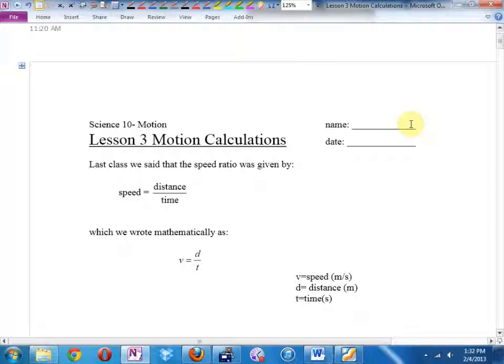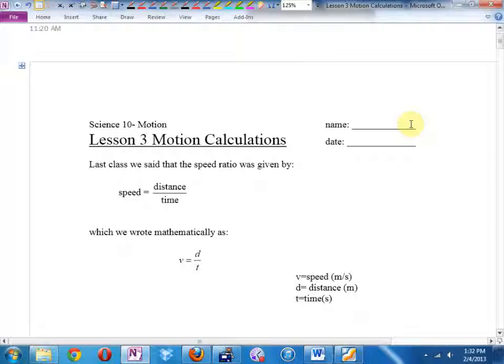So, quick review. Last class, we said that the speed ratio was given by speed equals distance over time. We don't use the letter S for speed. It looks too much like a 5. Also because eventually in Physics 11 we won't call it speed, we'll call it velocity. And so we use V for velocity.